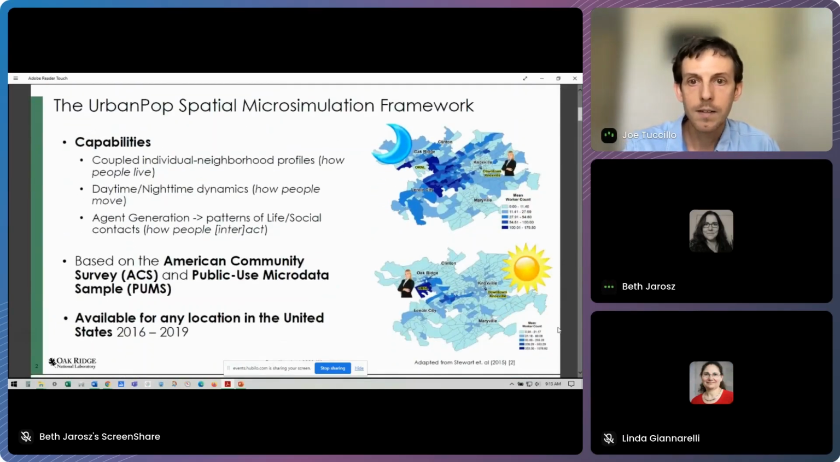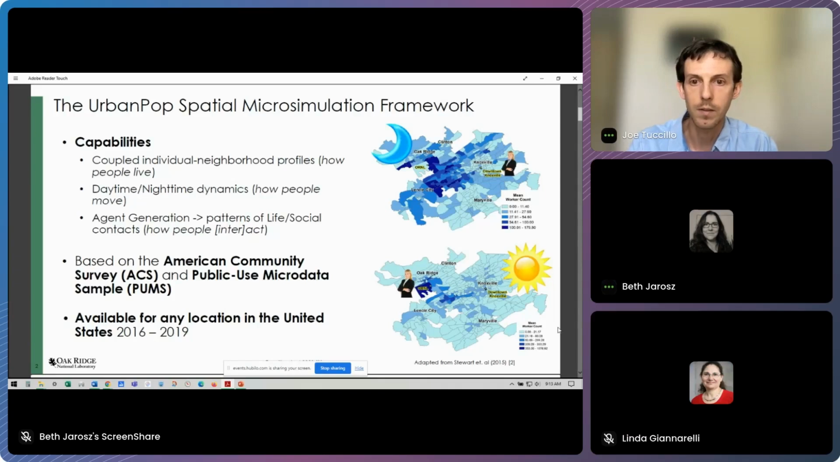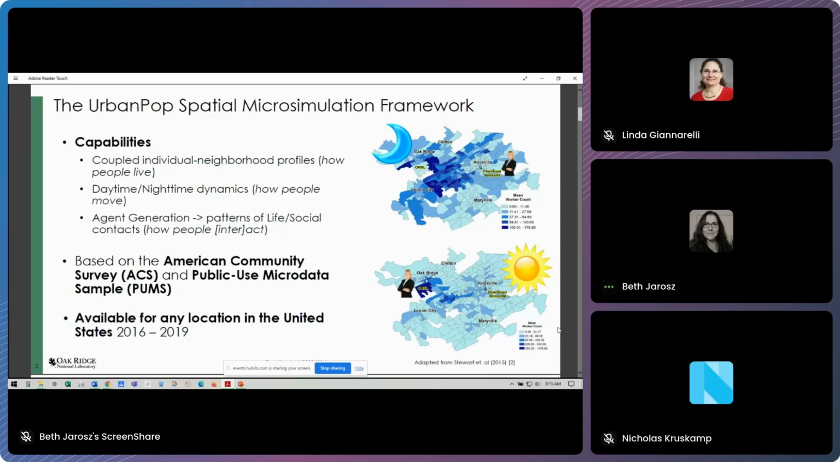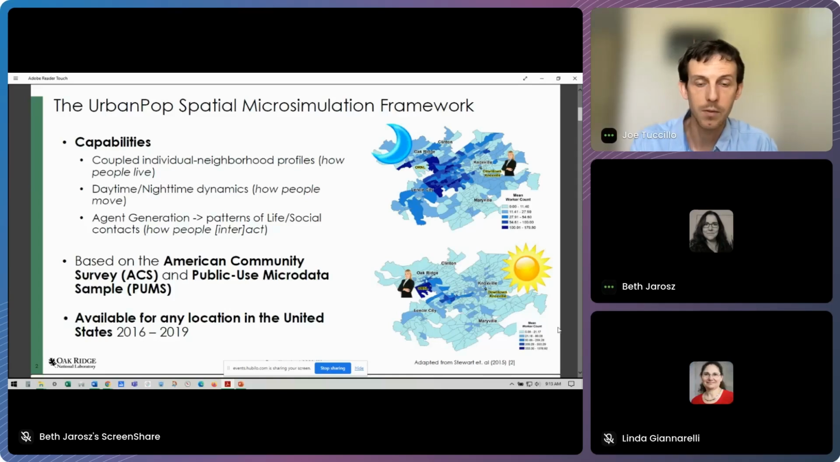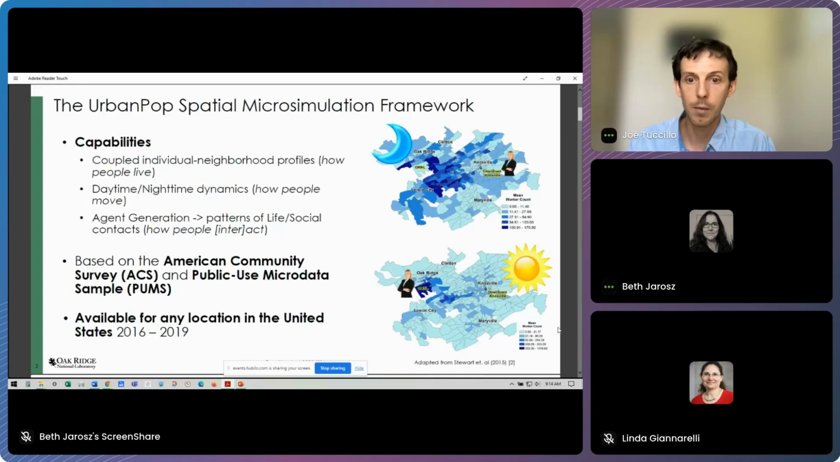Before I get into Likeness, I want to give an overview of the broader project that it sits in, UrbanPop, which is a spatial microsimulation framework used to model human dynamics. It leverages the American Community Survey and the Public Use Microdata Sample, or PUMS, to build attribute-rich characterizations of people and households spanning demographics, socioeconomic status, housing, health, and mobility. Using UrbanPop, we produce coupled individual and neighborhood profiles that describe how people live, simulate daytime and nighttime dynamics that let us explore how people move, as demonstrated in this panel on the right, as well as generate high fidelity agents for pattern of life simulation and more dynamic agent-based models. Next slide.